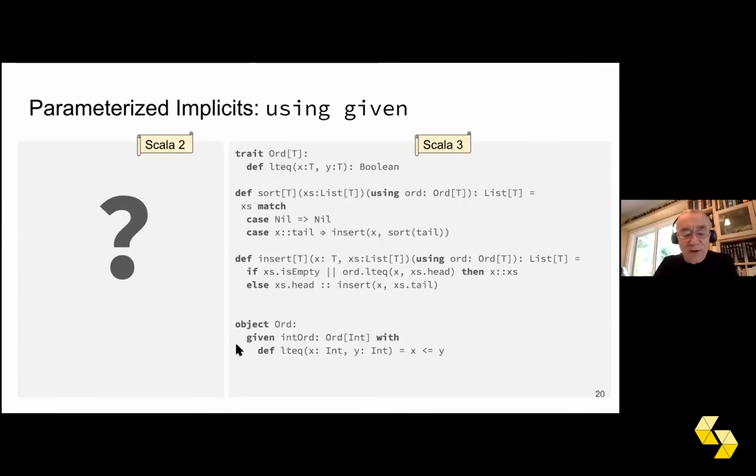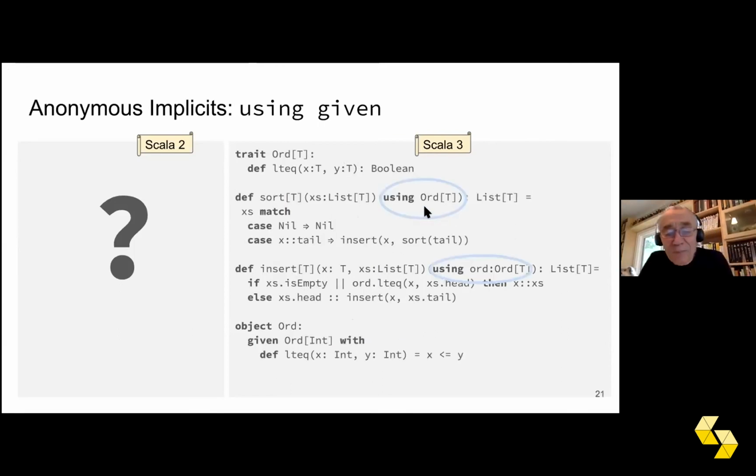And for integers, we define this given int Ord just by comparing. So when we import this object Ord, we can sort integers right away. Actually, here we give a name to Ord, but we don't use it here. This insert will be receiving it because it also has this using Ord. For that, we can have anonymous implicits. So this sort, we say using Ord, but we don't give it a name. Because we have this Ord and insert takes an Ord, it will be receiving this Ord, and here it doesn't need a name. So that's one small trick of passing implicits without giving them names and without filling the namespace with names we don't need.